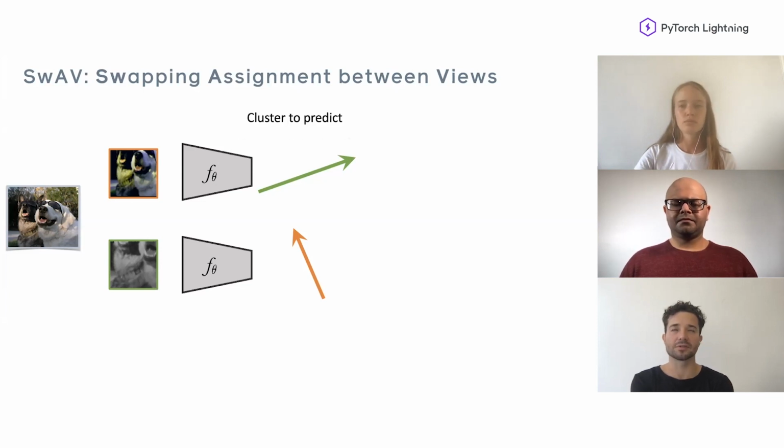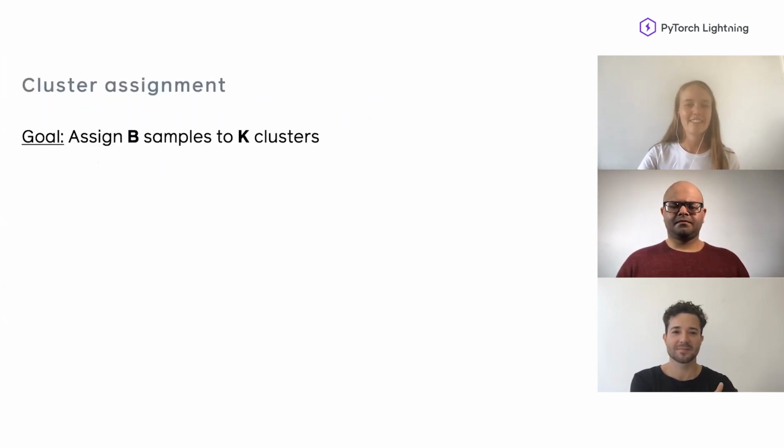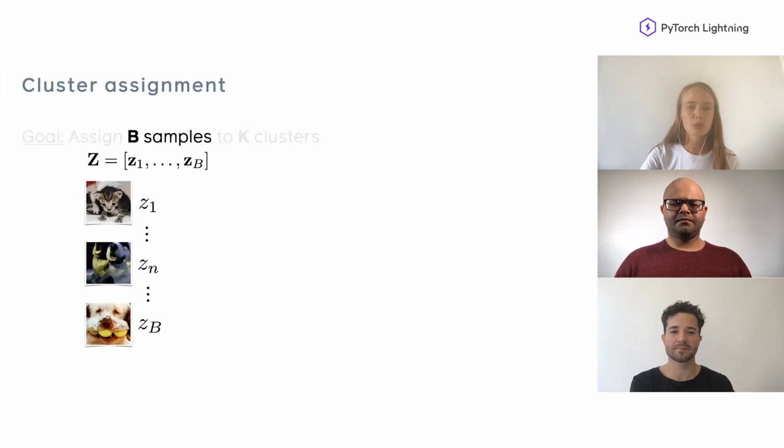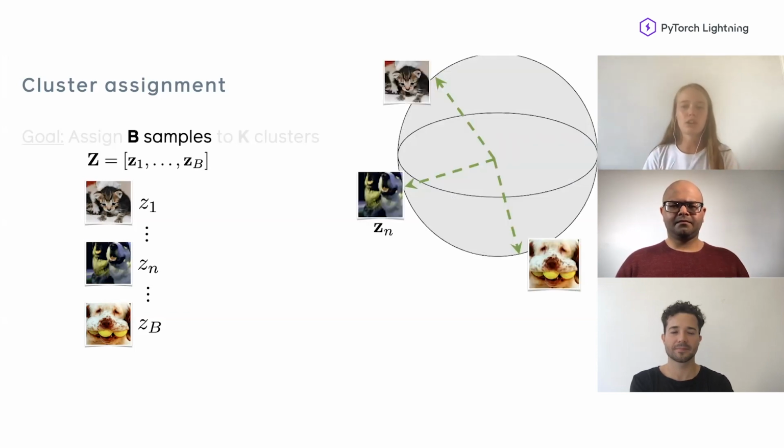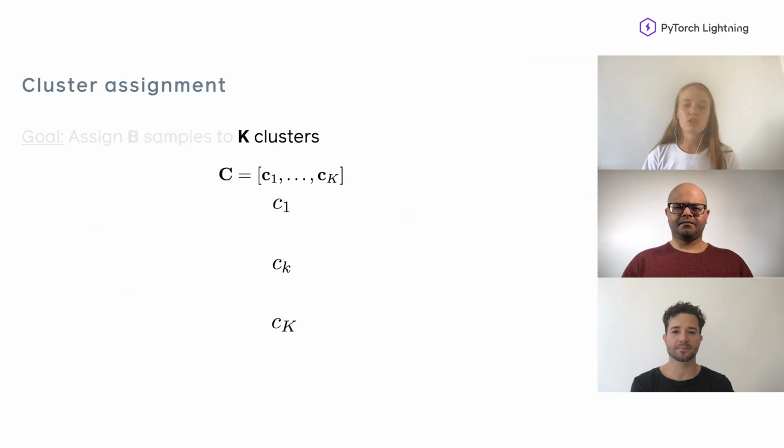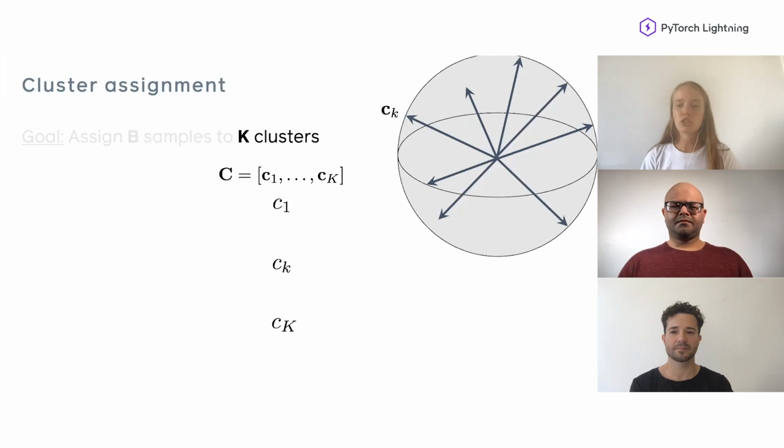So to cluster, you need a target now. So what are those targets? The goal of the cluster assignment is to assign B samples to K clusters. The B samples are the B feature representations which are present in the batch. So these are feature representations from the different images of the batch. And the K clusters are K centroid prototypes, which are learned along with the network weights. So the prototypes are learned during training.